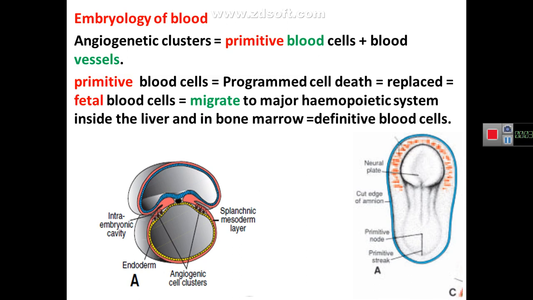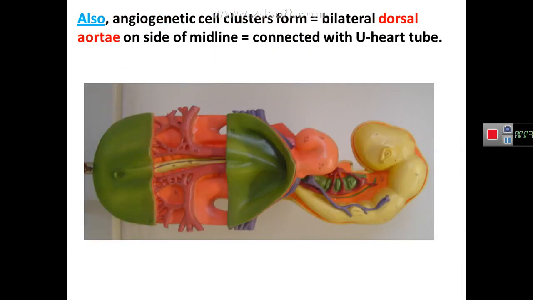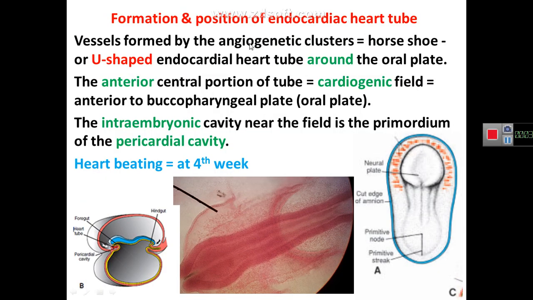Regarding the embryology of the blood vessels, we have to start with the formation and position of the endocardial heart tube. The angiogenetic cell clusters will be formed anterior before posterior. This is a general rule for all embryonic structures, that they develop anterior before posterior. So the more anterior angiogenetic cell clusters will form blood vessels. These blood vessels will form horseshoe or U-shaped blood vessels in the anterior part of the germ disc, called the U-shaped endocardial heart tube.